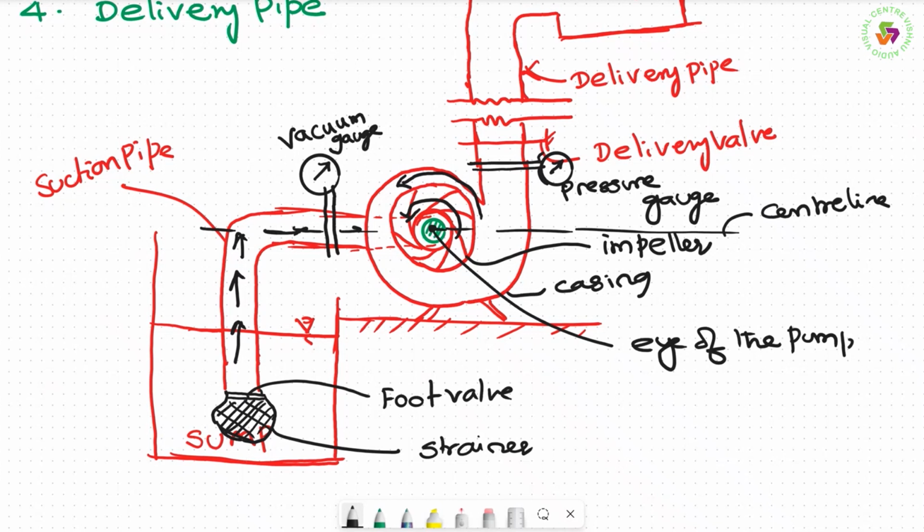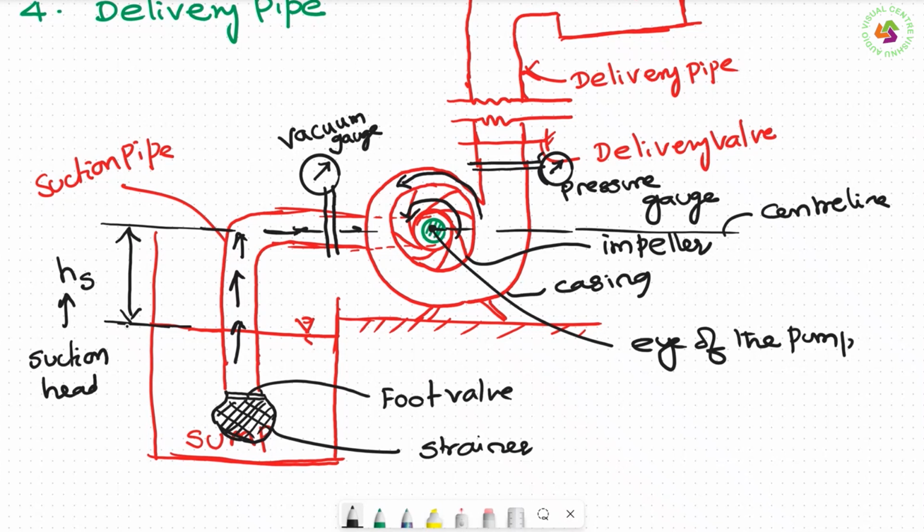One is sump, one is overhead tank. From the sump we need to pump into the overhead tank. That's why we need a centrifugal pump. For the centrifugal pump, I have shown the first component impeller, the second component casing, third component suction pipe, fourth component delivery pipe. All I have shown. A little bit extra what I can talk about here is the height from the water level in the sump to the center line of the pump. This is called the suction head. HS is suction head.